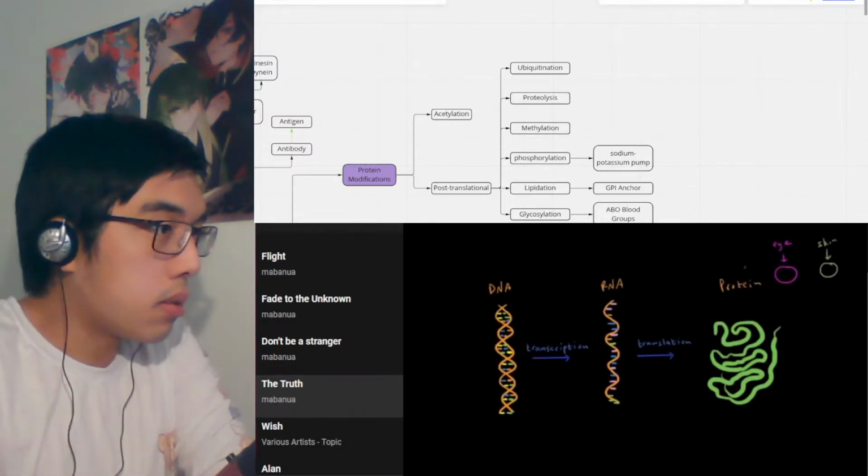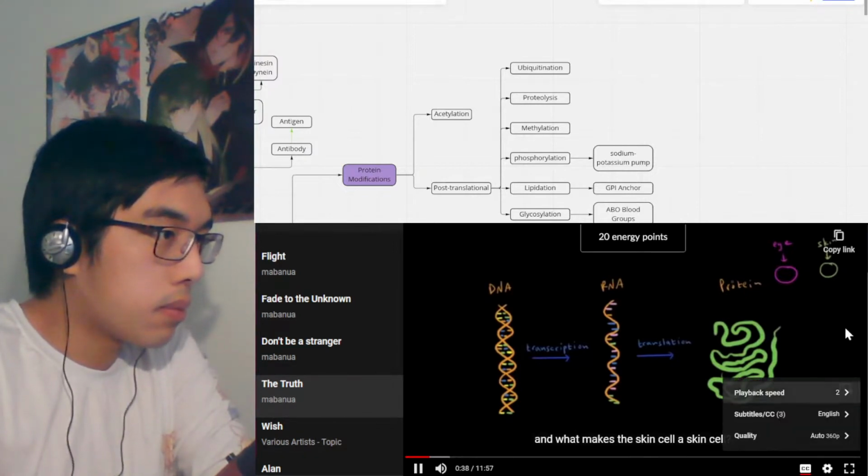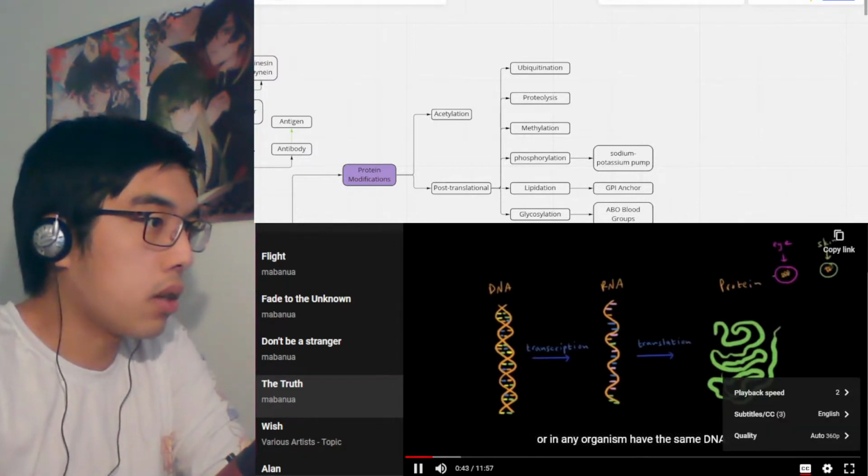But what makes the eye cell an eye cell, and what makes the skin cell a skin cell? So they both have the exact same DNA. All the cells in our body, and in any organism, have the same DNA.